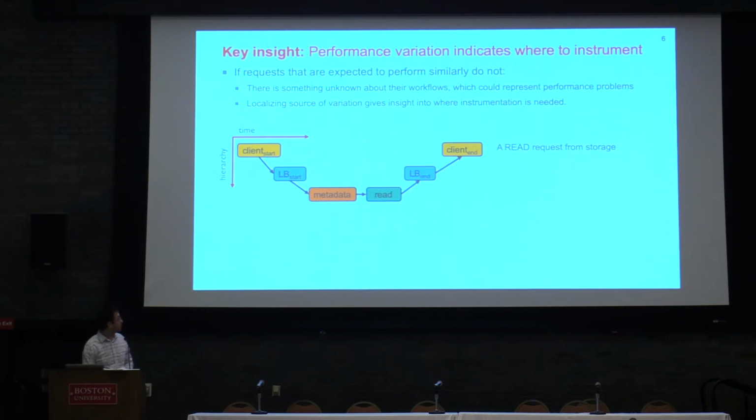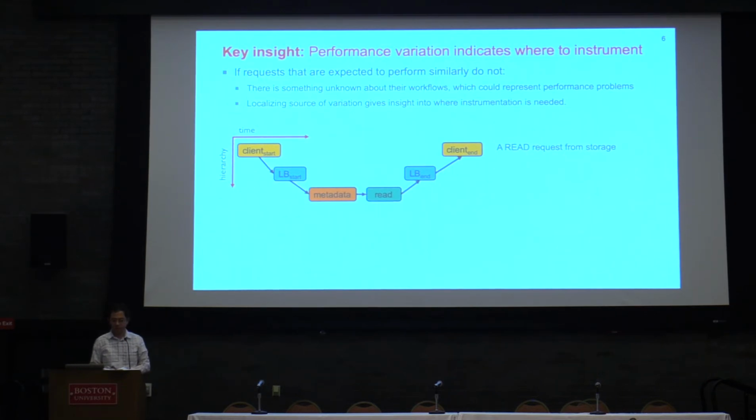So on this graph, you see a request. The nodes of this graph represent events happening across systems, and the edges represent happens-before relationships. Time flows to the right, and the hierarchy of the system is to the bottom. And this is a read request from storage. It starts at the client, then goes through the load balancer, and then does some operations at the backend services, and then returns to the client.